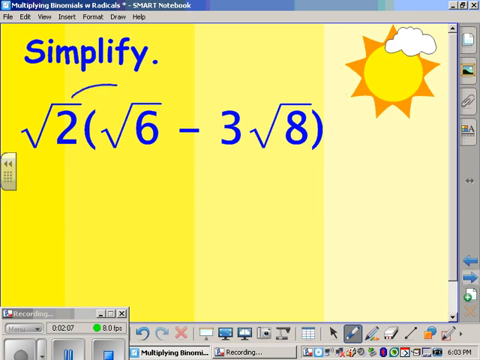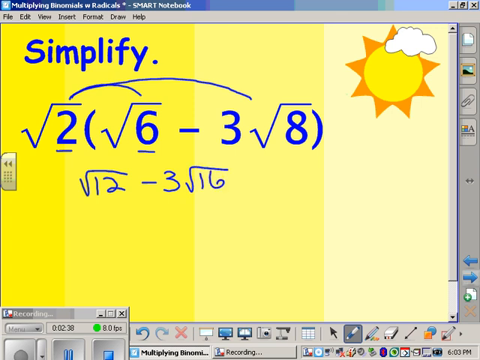Again, in this example, we're going to distribute the radical 2 to radical 6, and then we're going to distribute to 3 radical 8. When we multiply radical 2 times radical 6, because the 2 and 6 are both under the radical symbols, we get radical 12. Then when we multiply radical 2 times 3 radical 8, the negative 3 just drops down, and then we will multiply the 2 and the 8, which are under the radicals, to get 16.